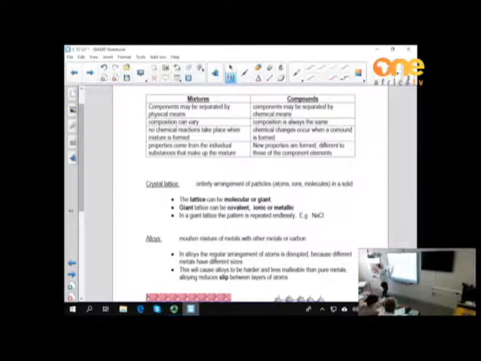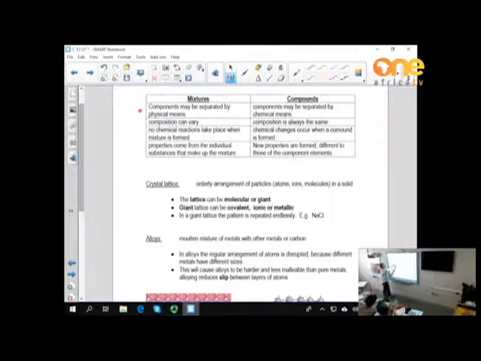So mixtures: components may be separated by physical means. That means there are no chemical bonds that you make or break. That would be filtering, using a magnet to pull out magnetic stuff, dissolving one thing in a solvent where another one doesn't dissolve and filtering it off, etc.